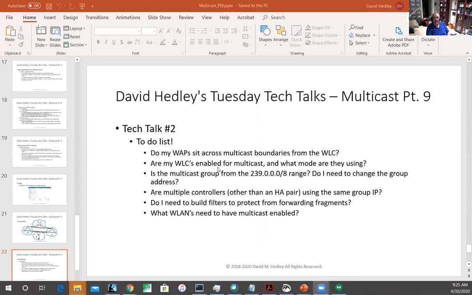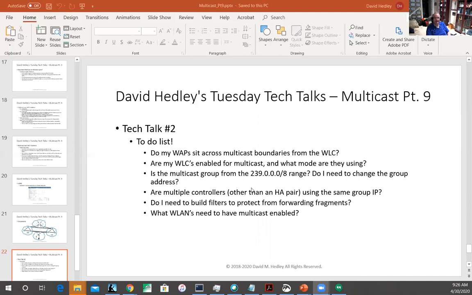Okay. Are my WLCs enabled for multicast, and what mode are they using? So I'm using mode multicast or unicast, and this feeds right into that first question, right? Is the group using this range, and do I need to change it? And are multiple controllers other than an HA pair using the same group IP?